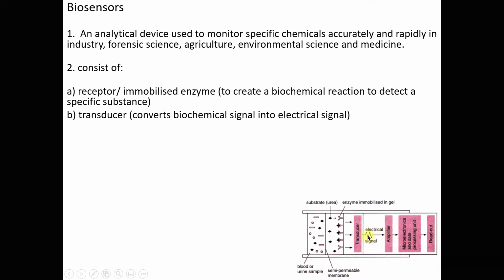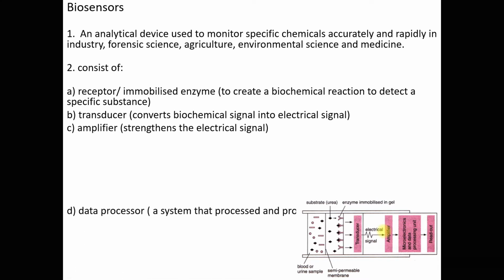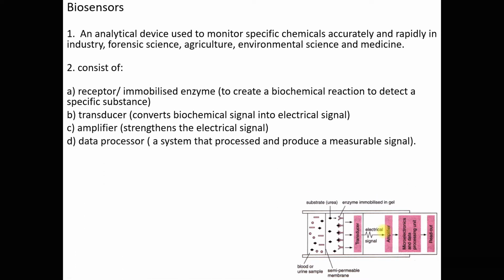Now this electrical signal must be amplified, so we have the amplifier. This amplifier strengthens or amplifies the electrical signal. And then what happens to that electrical signal? The electrical signal will be processed to produce a measurable and readable signal. And that is being done by the data processor.